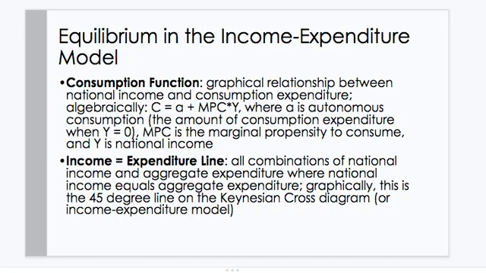Equilibrium in the expenditure income model. Consumption function, graphical representation between national income and consumption expenditure. Algebraically, C equals A plus MPC times Y, where A is autonomous consumption, the amount of consumption expenditure when Y is 0, MPC is the marginal propensity to consume, and Y is national income. Income equals expenditure line: all combinations of national income and aggregate expenditure where national income equals aggregate expenditure. Graphically, this is the 45-degree line on the Keynesian cross diagram, or income expenditure model.